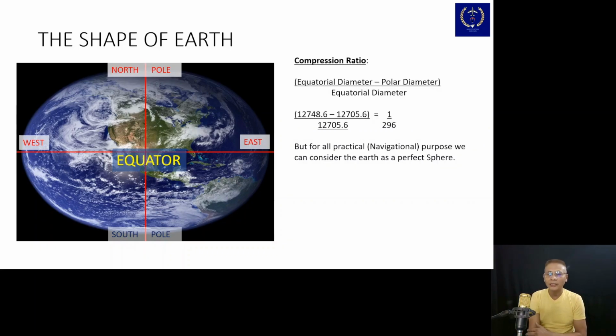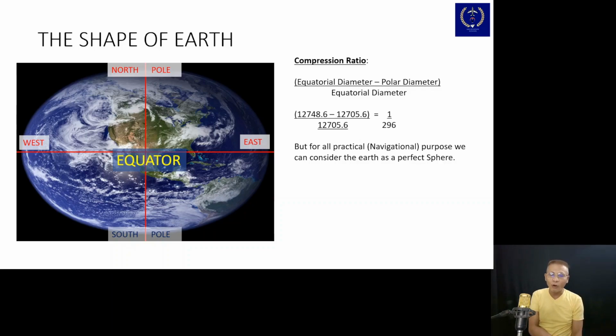Mathematically, it is nothing but the equatorial diameter minus the polar diameter upon the equatorial diameter, which is 1 upon 296. This particular value is known as the compression ratio. Why is it important to learn about the compression ratio? Depending upon the type of projection you will be using in the map, how flattened the Earth is depends upon this compression ratio.